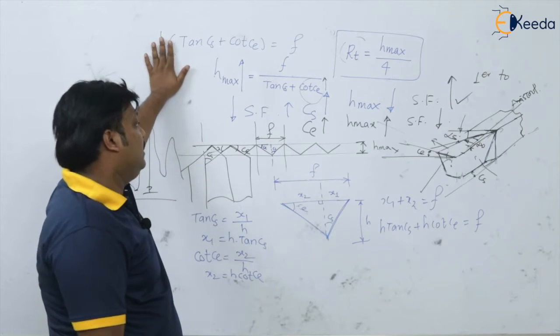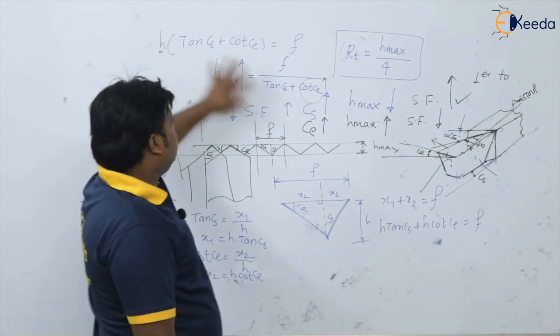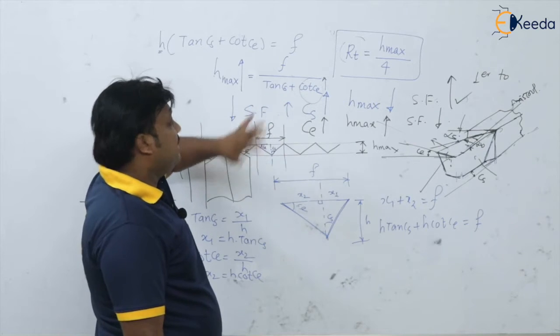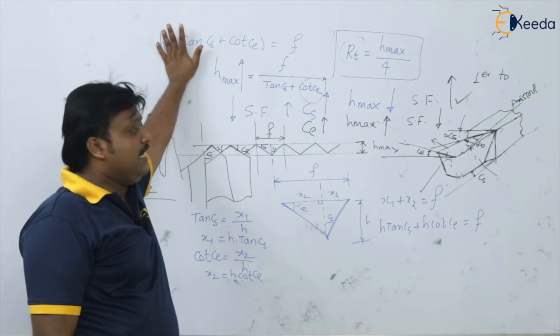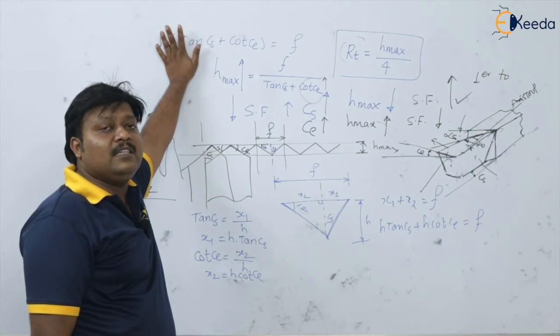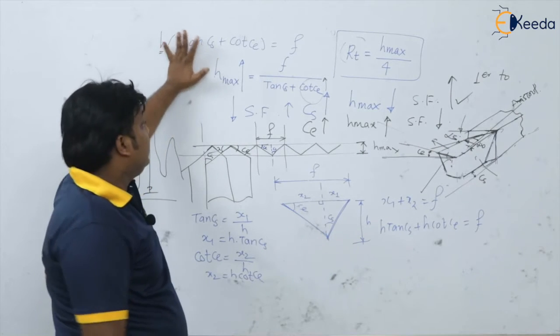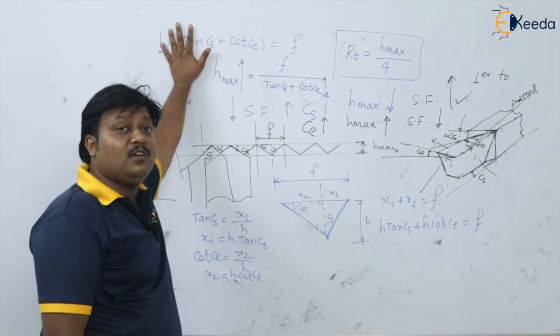Down it will go. Please remember this. So by this formula we can say that yes, these side cutting edge and end cutting edge angles are influencing the produced surface finish on the component.